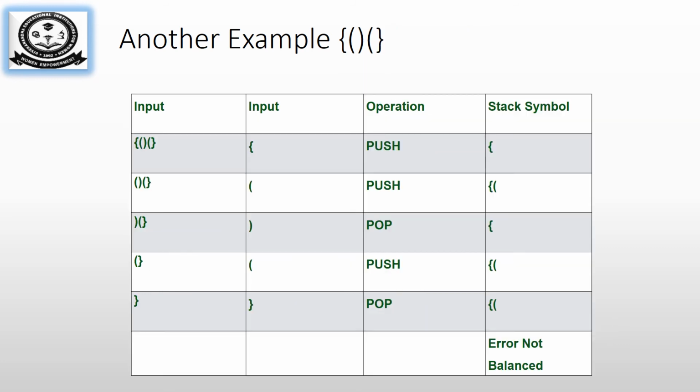Let us see an example of an unbalanced expression. Now the expression is given. The first operand is an open curly brace, which is pushed into the stack. The second operand is an open parenthesis, which is also pushed into the stack. The third operand is a closing parenthesis.